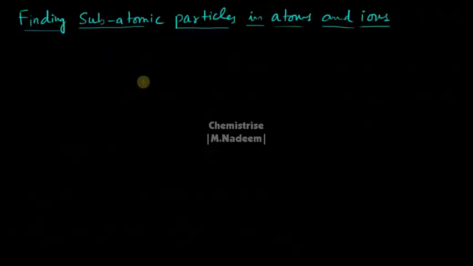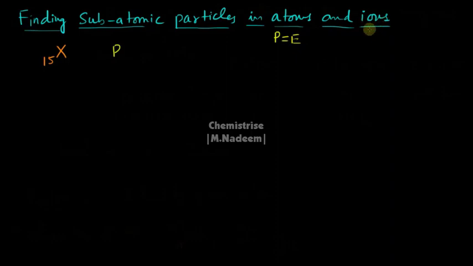So let's see how to find subatomic particles in an atom and in an ion. For example, we are given an element X whose proton number is, let's say, 15. So with the help of the periodic table, we can find that this element is phosphorus, because phosphorus is the only element that can have proton number of 15. So, atoms and ions. Atoms, they have an equal number of protons and electrons. If they are both equal, the atom will be neutral and it will have no charge.